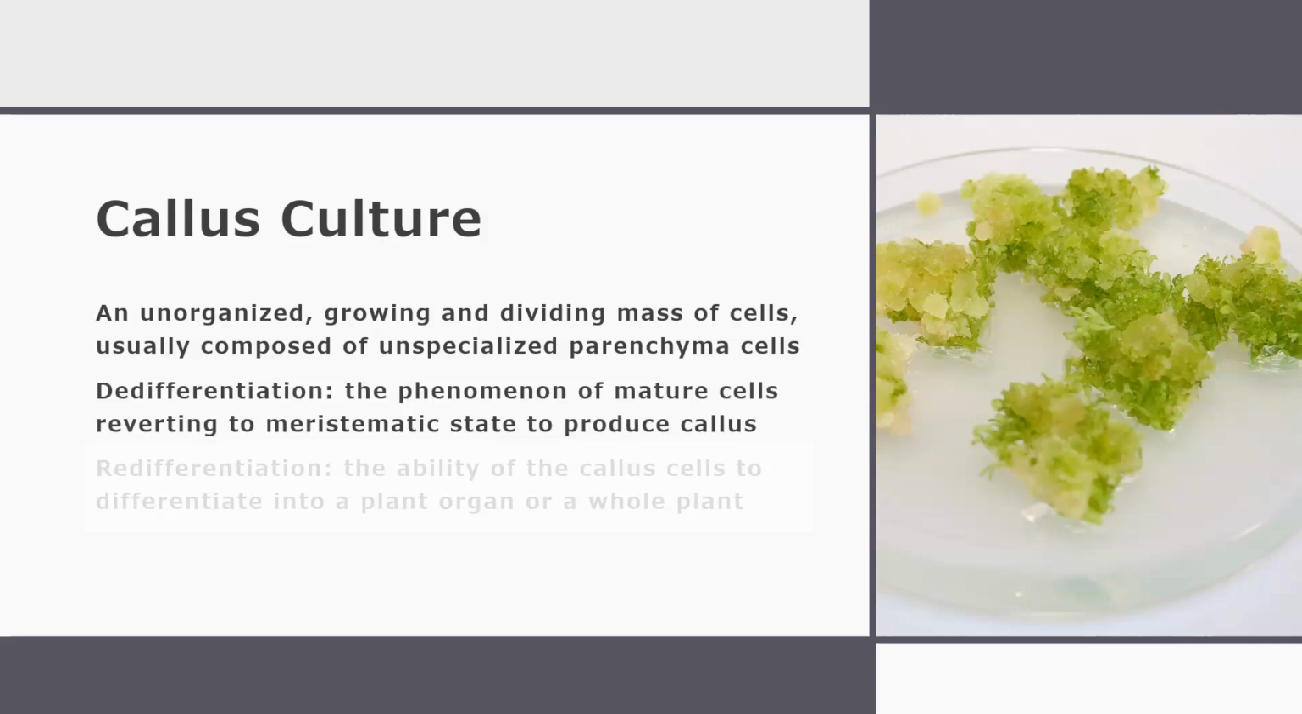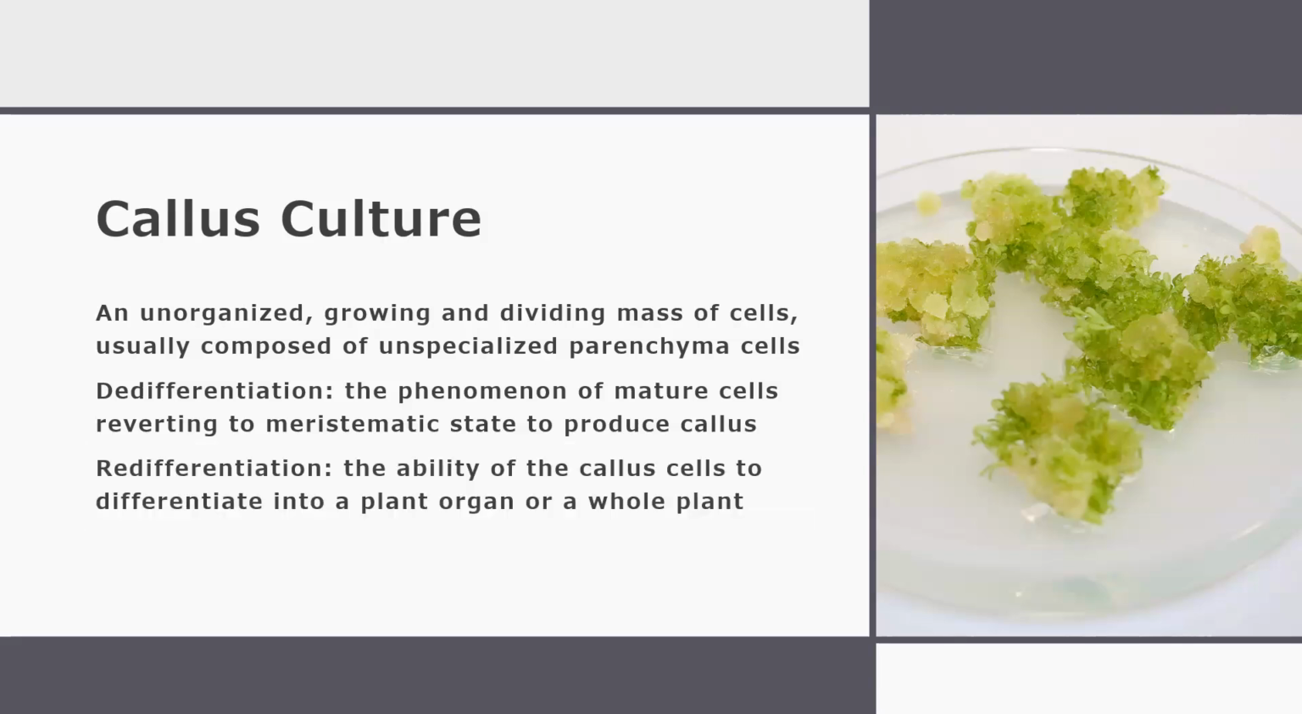Dedifferentiation is the phenomenon where mature cells revert to a meristematic state to produce callus. It is a transient process by which cells become less specialized and return to an earlier state within the same lineage. This indicates an increase in cell potency, meaning that after dedifferentiation, cells may possess the ability to redifferentiate into more cell types than they could before. One major consequence of this dedifferentiation is that most plant cultures lose the ability to photosynthesize.